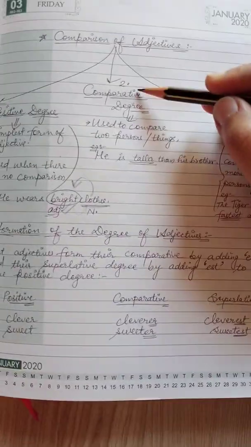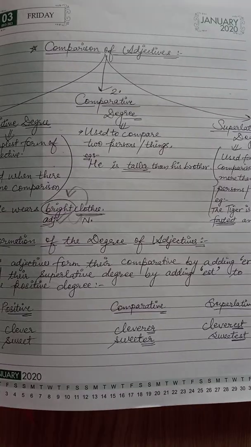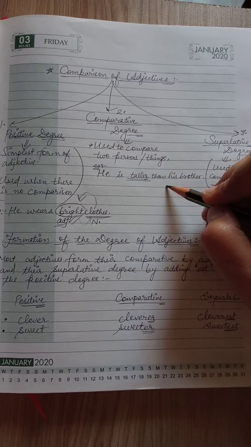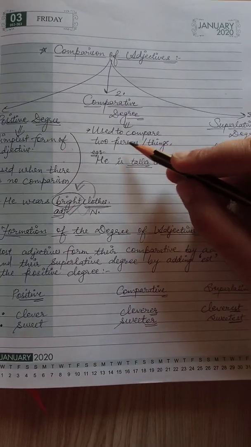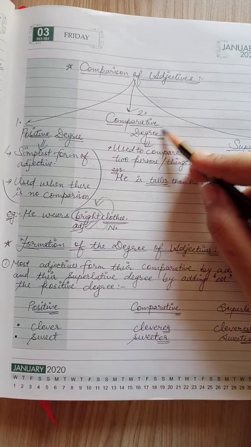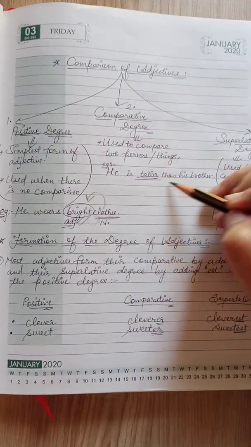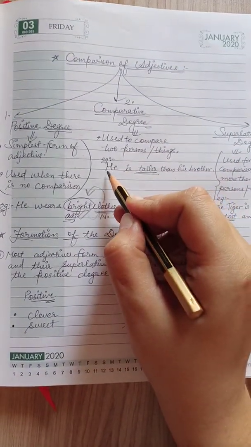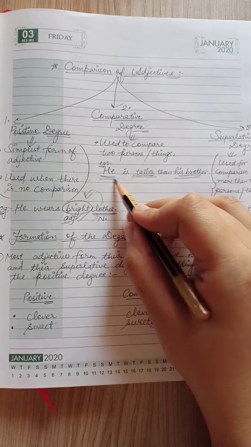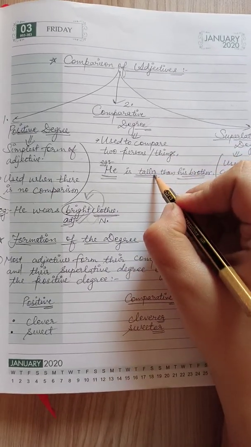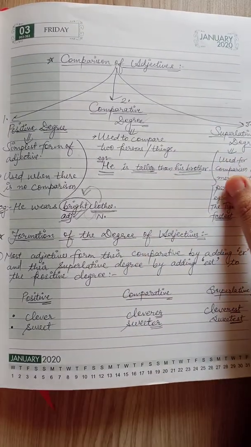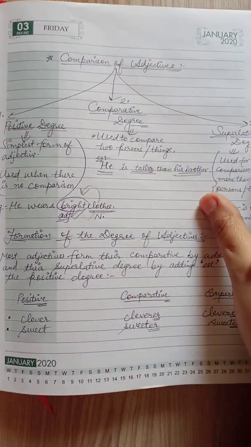But students, let's talk about this comparative degree. So comparative degree is used to compare two persons or two things. Whenever there is a comparison between two persons or things, we are putting that adjective in comparative degree form. Like he is taller than his brother. Here we are talking of both the persons, he and his brother. In between them we are comparing, so we are adding a degree which is called taller here, which is a comparative degree. So taller is our comparative degree adjective.